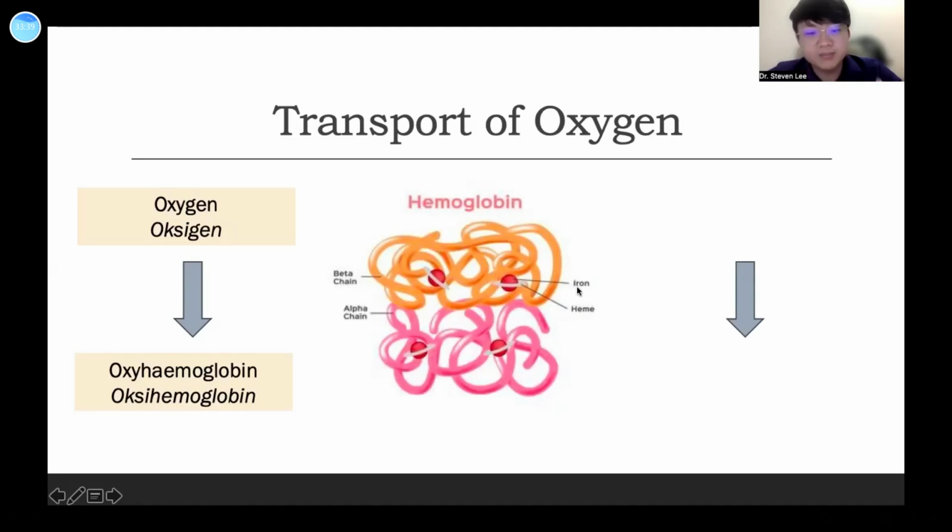And in the heme group, we have the iron. And oxygen binds to the iron. Okay, is this knowledge important? It's very important because later I'll show you something that is a bit different. Okay, so this is number 1.